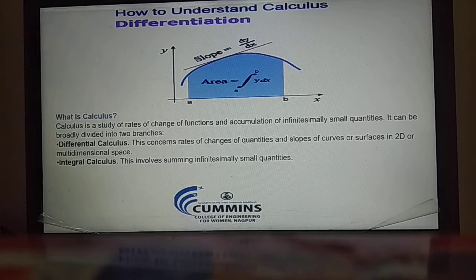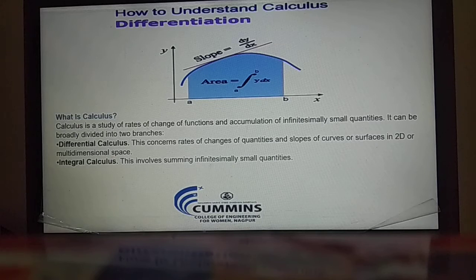So what is calculus? Calculus is the study of the rate of change of a function and the accumulation of infinitely small quantities. It can be broadly divided into two branches. The first branch is called differential calculus and the second branch is called integral calculus.